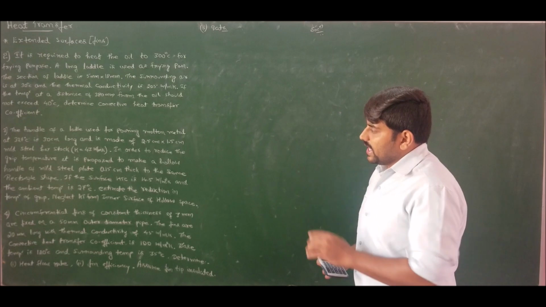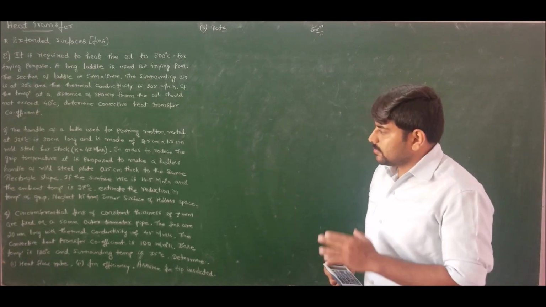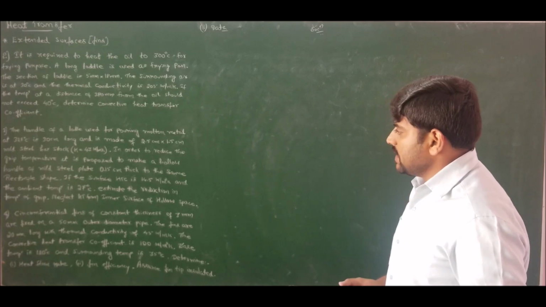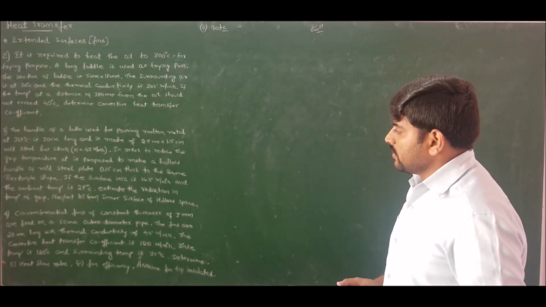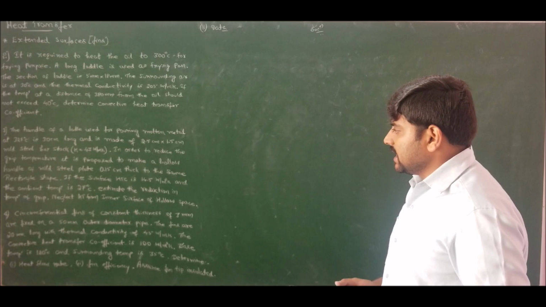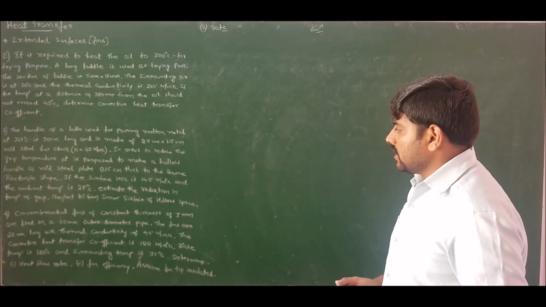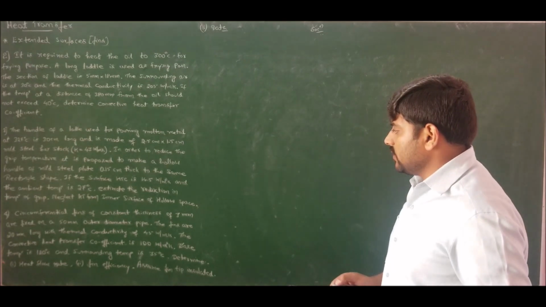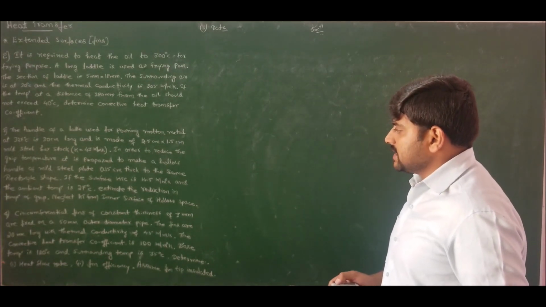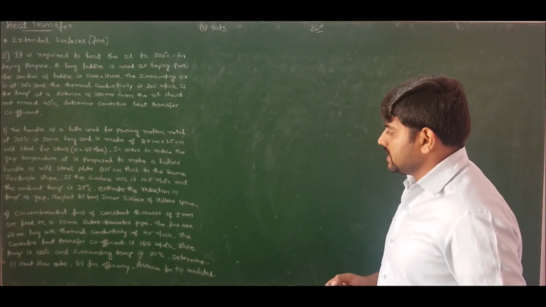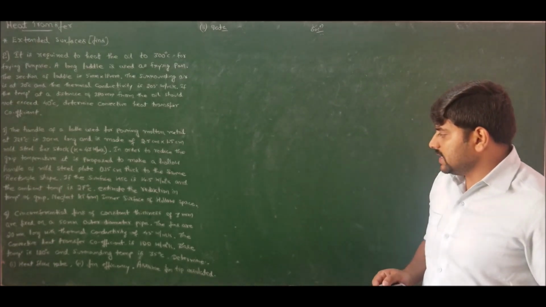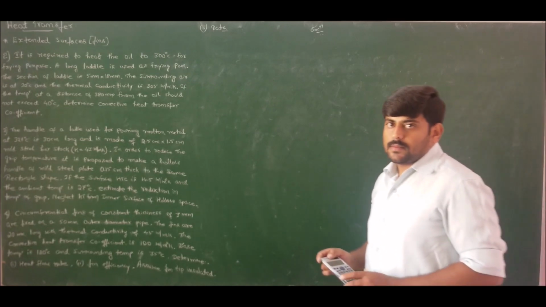Next, moving ahead for the final problem of today's lecture, problem number 4 states that circumferential fins of constant thickness of 3 mm are fixed on a 50 mm outer diameter pipe. The fins are 20 mm long with thermal conductivity of 45 watt per meter Kelvin. The convective heat transfer coefficient is 100 watt per meter square Kelvin. Base temperature is 120 degrees Celsius and surrounding temperature is 35 degrees Celsius. Determine heat flow rate and fin efficiency, assume fin tip insulation.